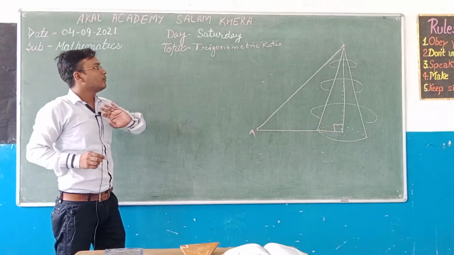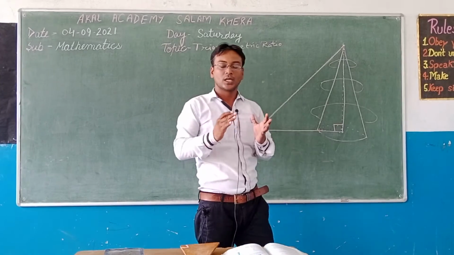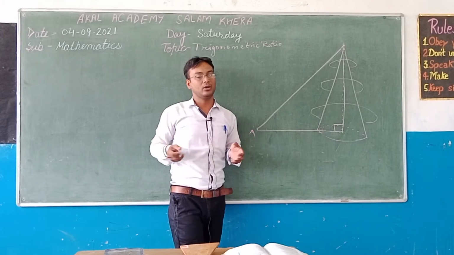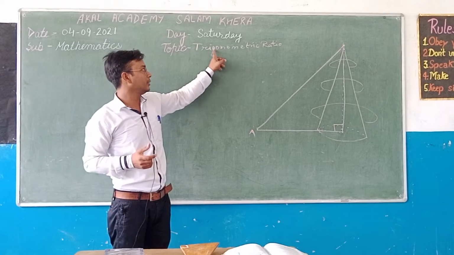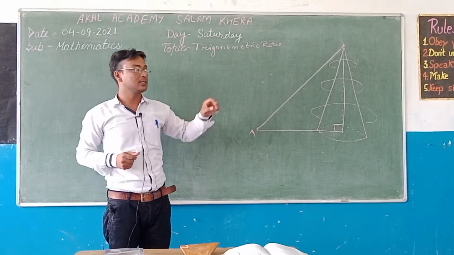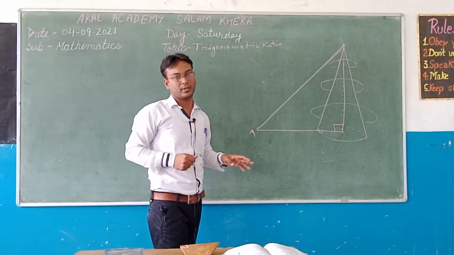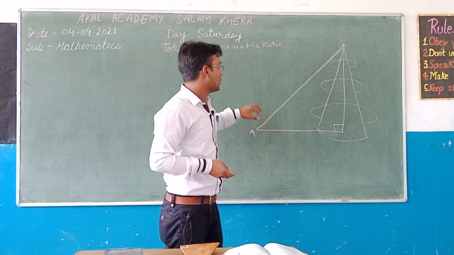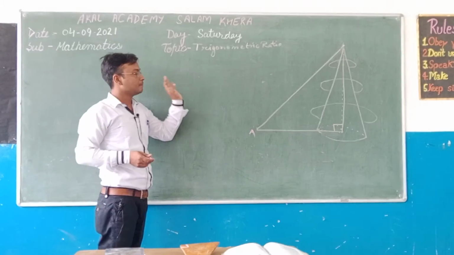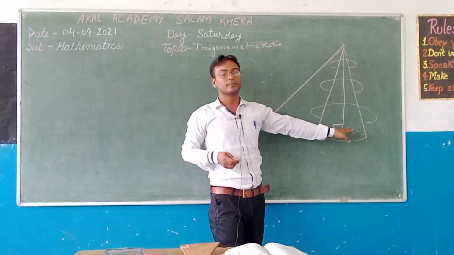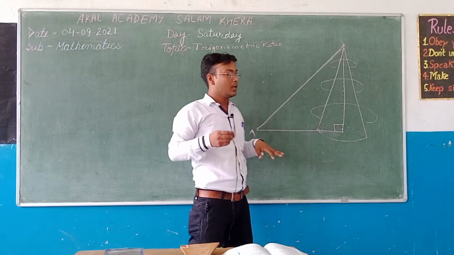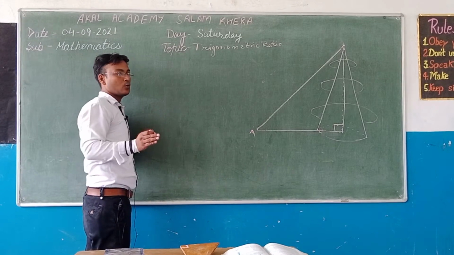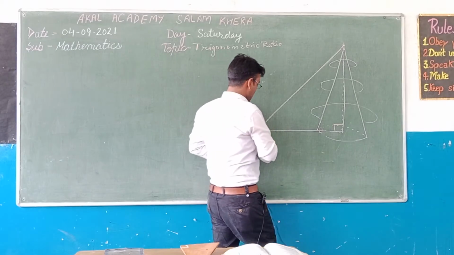The word trigonometry comes from three words: tri, gon, metron. Tri means three, gon means sides, metron means measurement. It means measurement of sides. Three sides are here in the right angle triangle. These we will take. And how will you find the ratios of these trigonometrical sides?